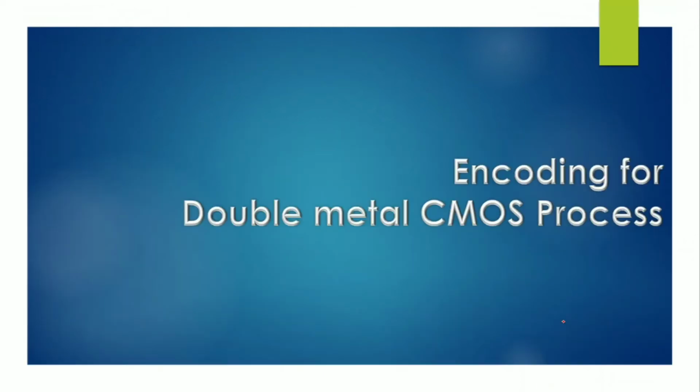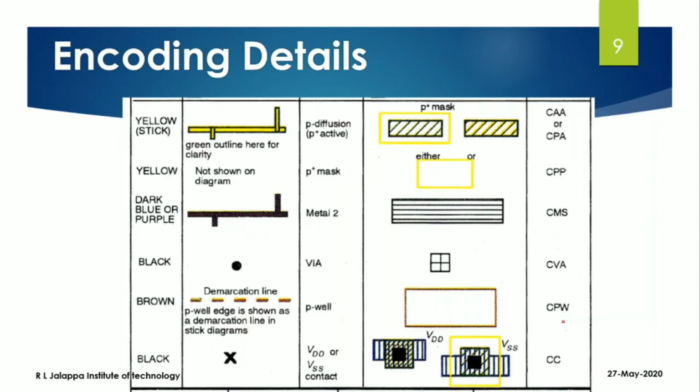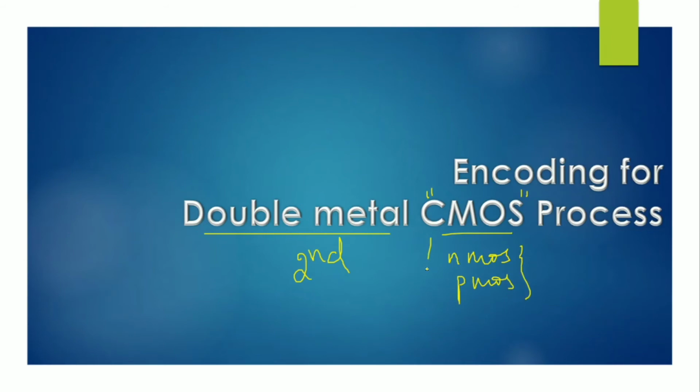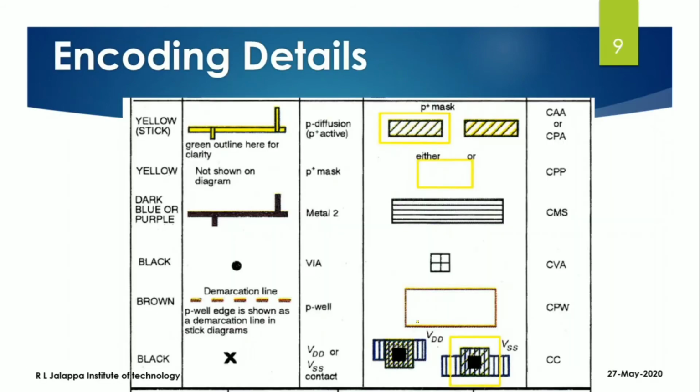Okay. Next is encoding for the double metal CMOS process. In the double metal CMOS process, as the name indicates, you have two factors to recognize here. One is the double metal and also the CMOS process. That is, you have a second layer of metal. And this is not NMOS, you have CMOS. That is, you have NMOS and also PMOS. Therefore, it is the CMOS process.